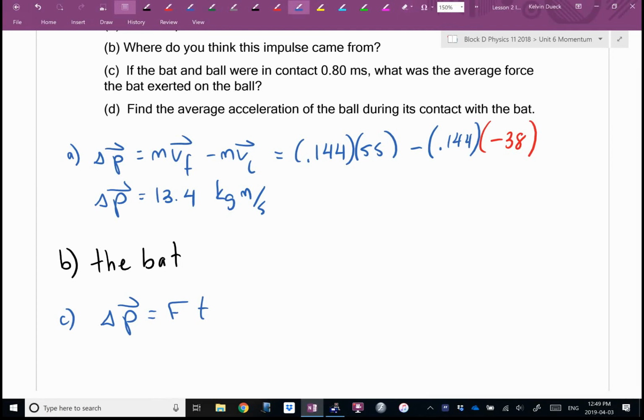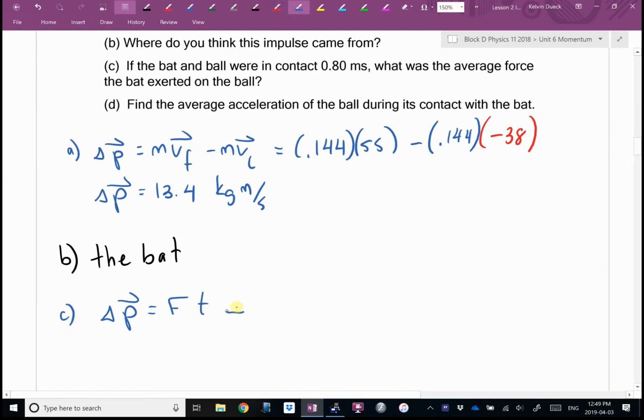What did you say they're asking us to find? How would I get the force by itself? Yes, thank you. Force is impulse divided by time.